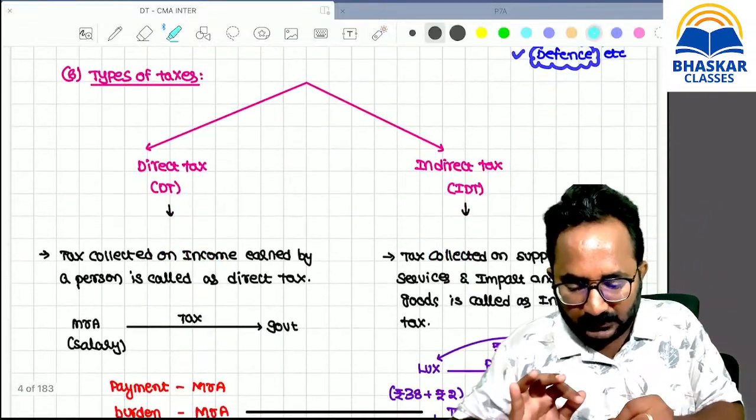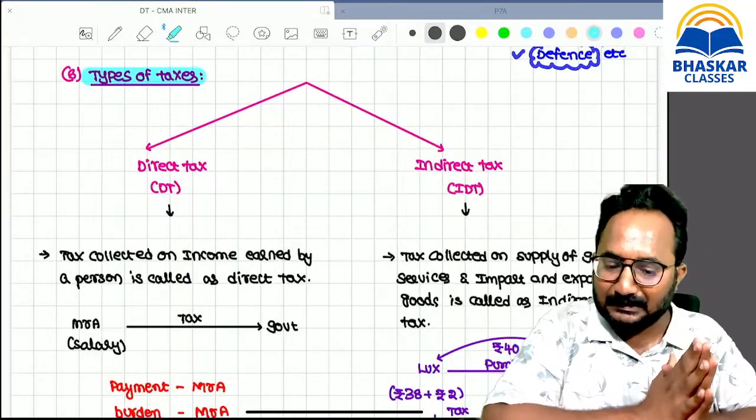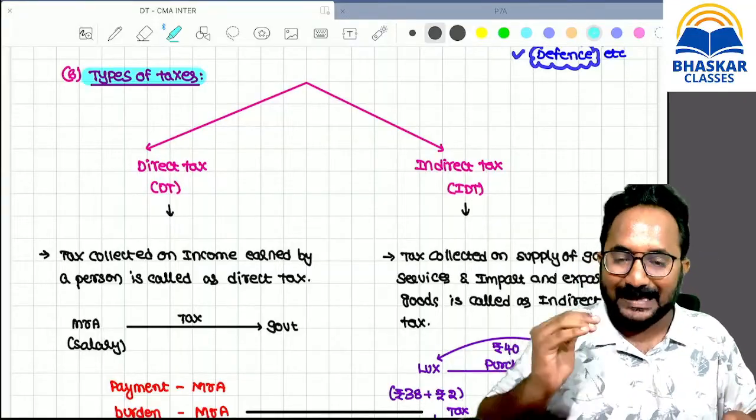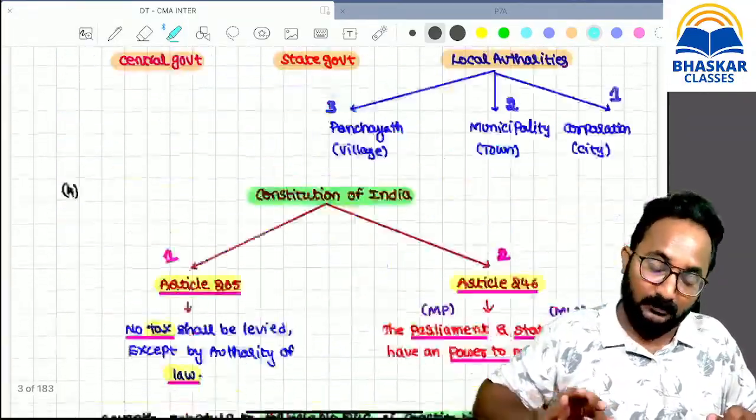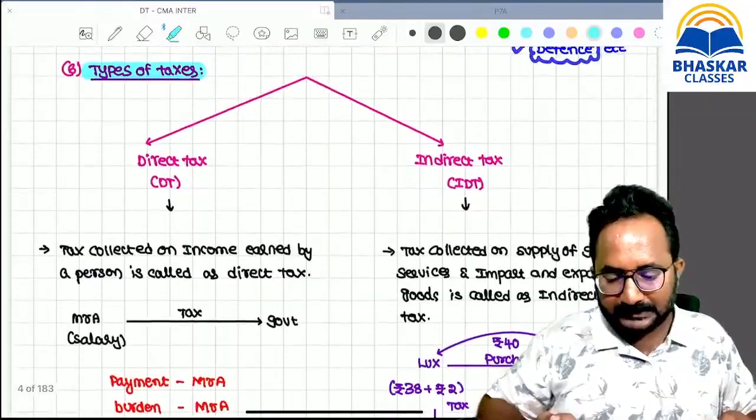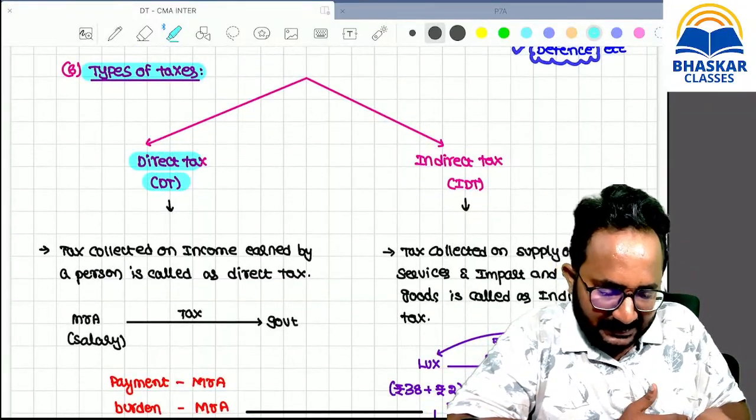Next, sir, how many types of taxes are there? Now I am talking about tax in general, not direct tax. So just general taxation we are talking about. From this you will also get MCQs. So we have two types of taxes. One is direct tax, the second one is indirect tax.